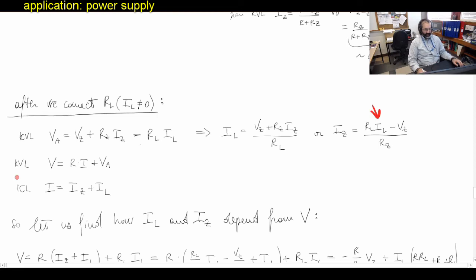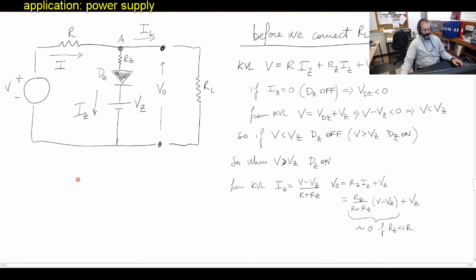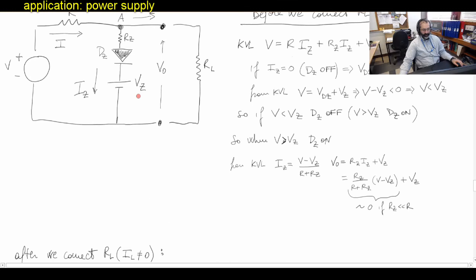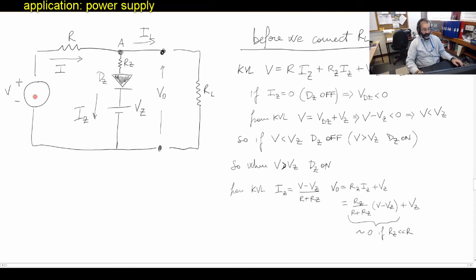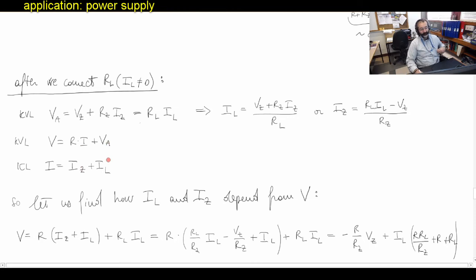And at the same time, I can also write KVL for, so this was KVL for the branch of the zener diode, and we can also write a KVL for the branch related to the load. V must be equal to RI plus VA. So that's what I've done here. V equal RI plus VA. Well, it's not related to the load, this is general for the entire circuit. And then we have also KCL for node A, I is equal to IZ plus IL.